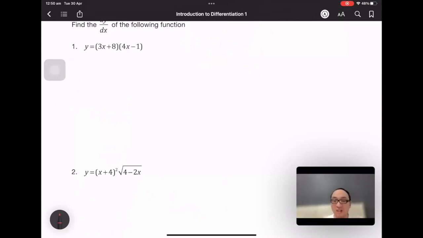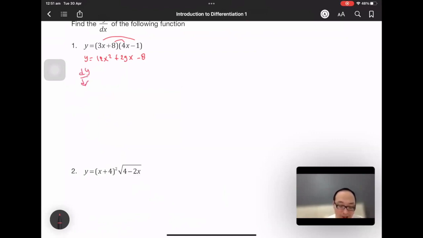So in this form, we can expand it. Let's try to expand it first. y equals 12x squared minus 3x plus 32x, so minus plus 29x minus 8. So when we derive, dy/dx equals, this becomes 12 times 2, 24x plus 29.